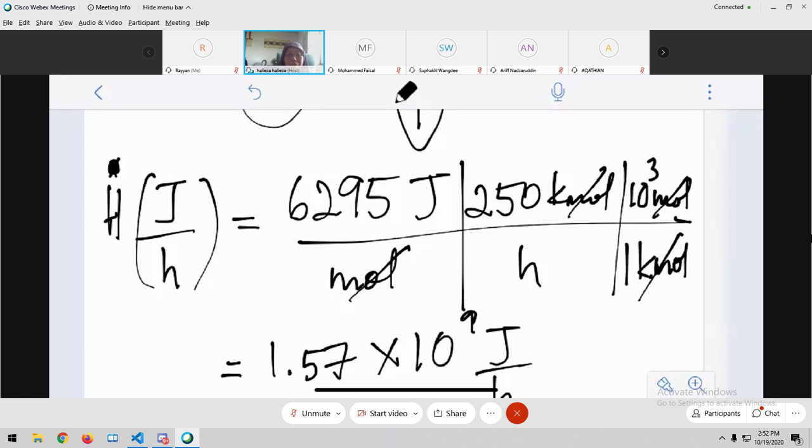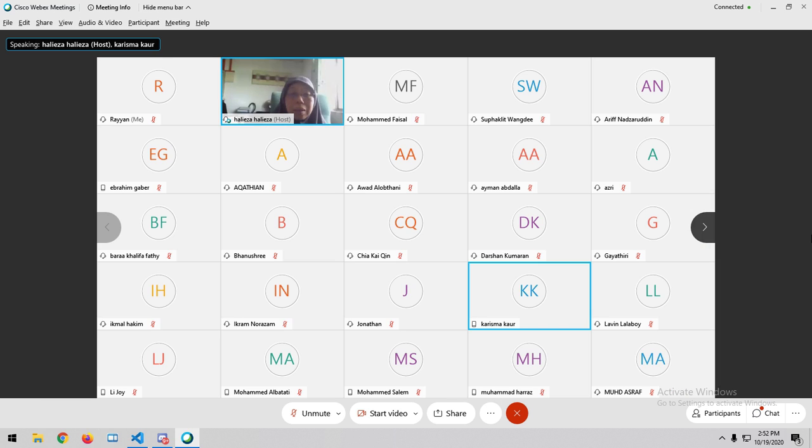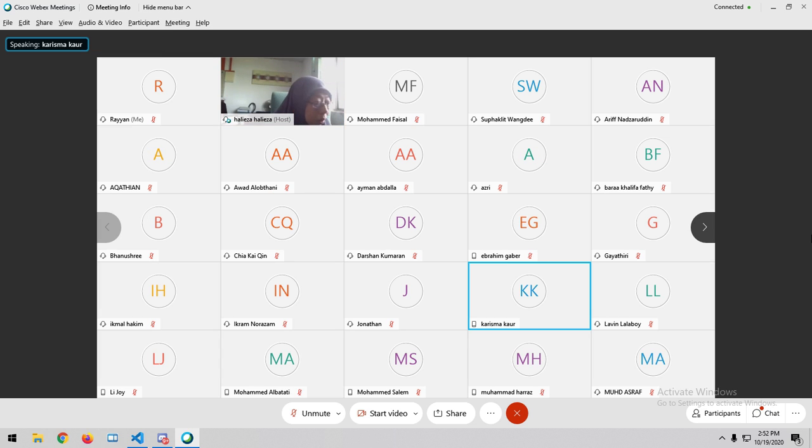Stop sharing. Doctor, the basis, we have to write 250 kilomoles per hour, right? Yes, sorry, I forgot that. Yes, you need to write your basis, 250 kilomoles per hour. You don't have a reference state yet because you're calculating your enthalpy. Thank you for reminding us about the basis. I forgot completely about it.